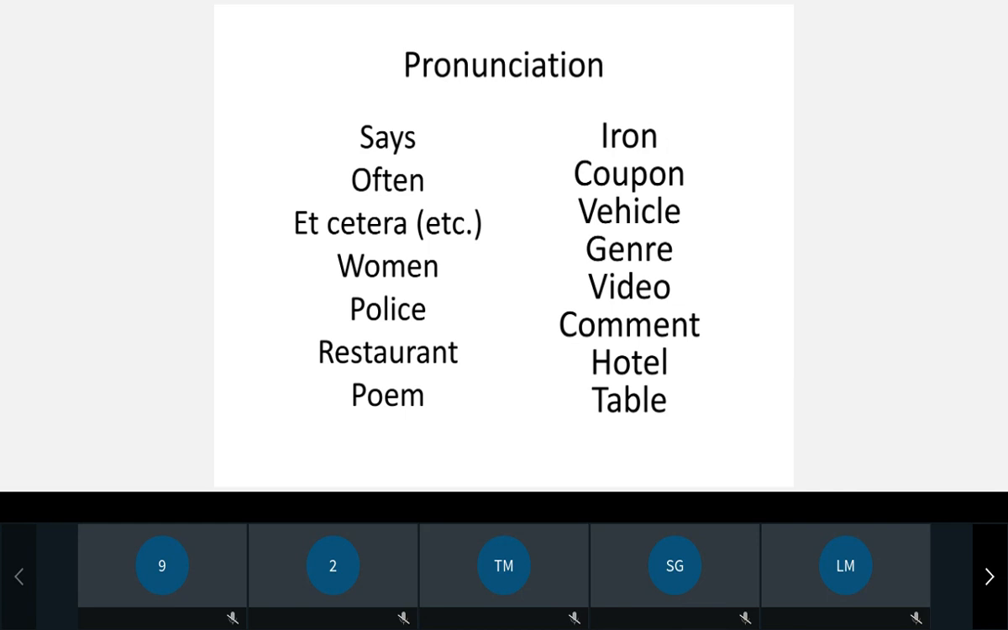The next word, etc. Most of the time, people get confused between the words etc. and extra. They both are different. So you should never say it as extra, all right? Because that's an abbreviation. Instead, use it as etcetera, etcetera.